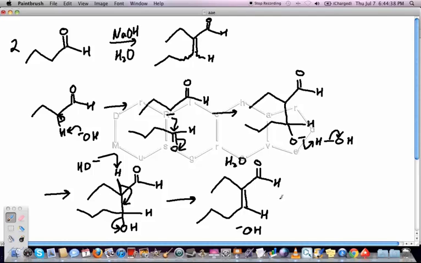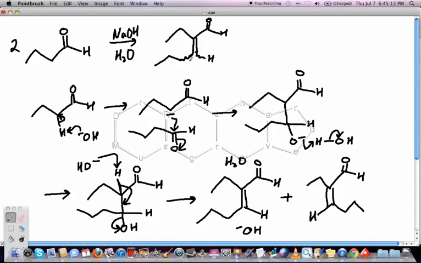Now that's not the only product that's possible. The other product we can get is that if we take the H and we rotate it over here and put this group over here, we'll end up with another compound. So we're going to get cis and trans isomers as products. Now you'll notice that up here I didn't show that. What I showed was these squiggly lines, and these squiggly lines indicate that cis and trans isomerism is possible.